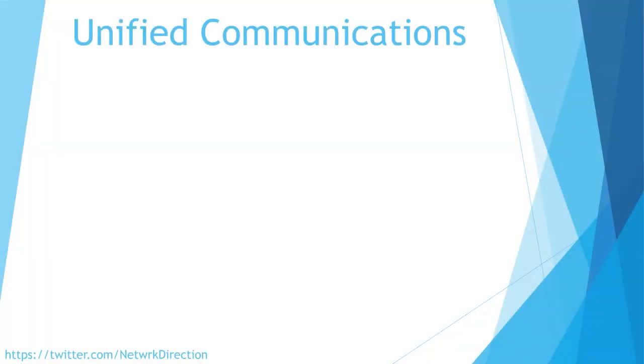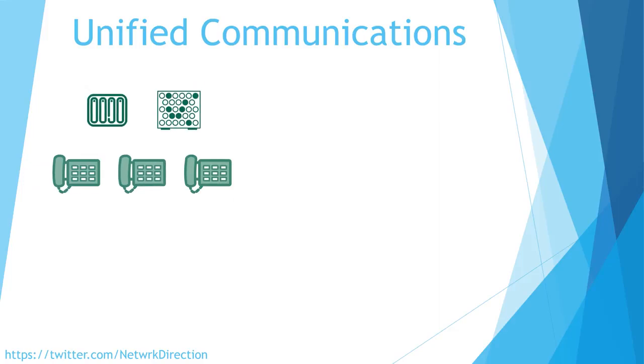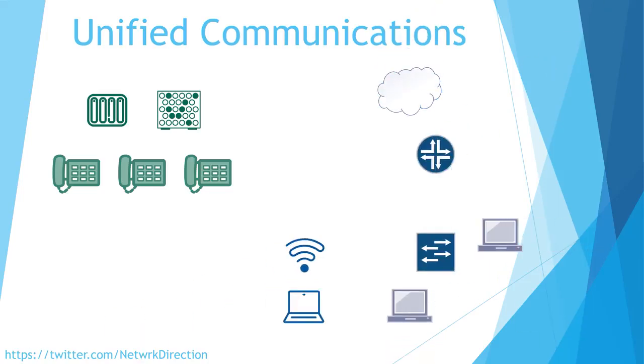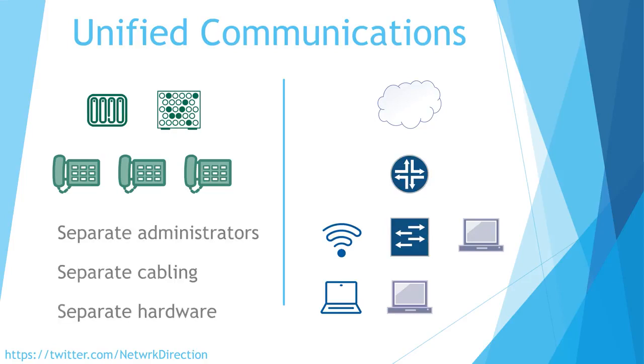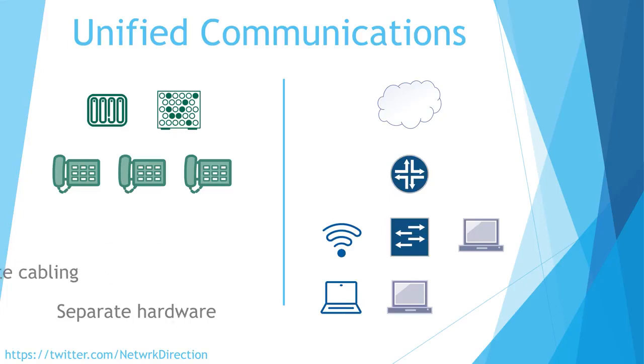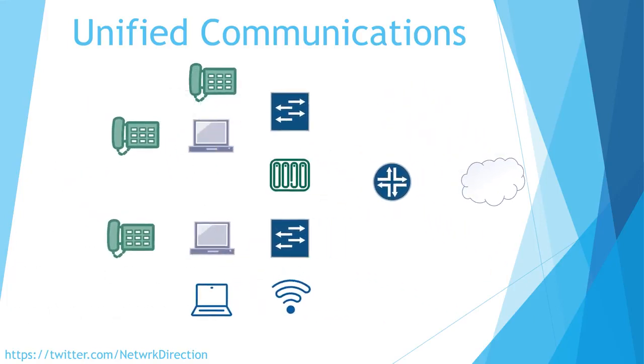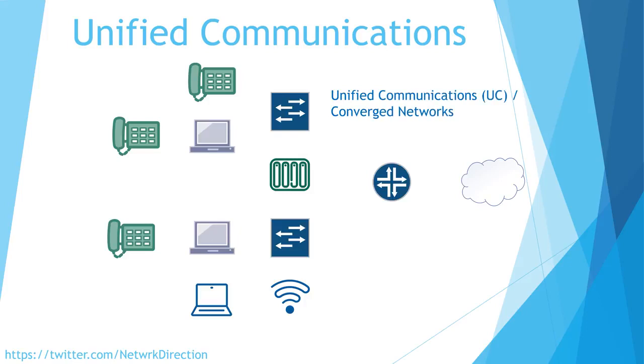Phone networks came first. Each desk had a phone on them when computers were still only for a few users. When data networks caught up, they were entirely independent of the phone network. This usually meant separate administrators, separate cabling, and separate hardware. This is clearly not as efficient as it could be. So eventually, we started to see unified communications, or converged networks. The whole point to this is to combine voice and data onto a single network. And that's where we are today.